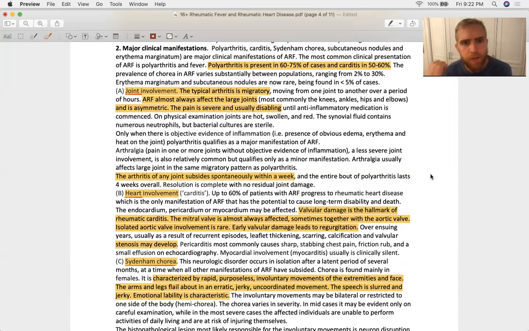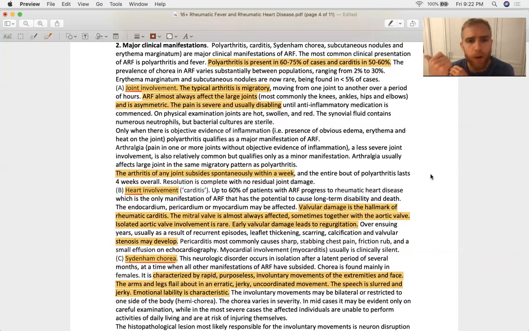So J is joints. You've got a migratory arthritis. That means that it can go from one joint to another. It'll affect the large joints. The kid's going to be in a lot of pain, but it'll be self-limiting. And when you biopsy the joint, you're going to see neutrophils, but you're not going to be able to grow anything. The neutrophils clue you into some sort of immune reaction going on. And then when you combine that with the upper respiratory infection 2 or 3 weeks prior, you're going to get a picture of strep in your mind.